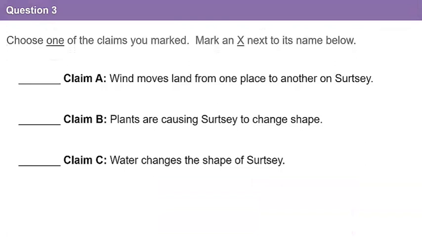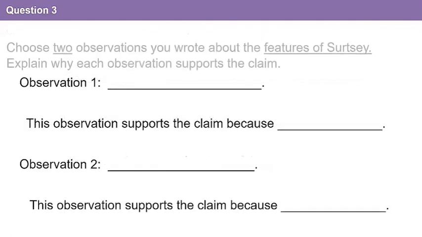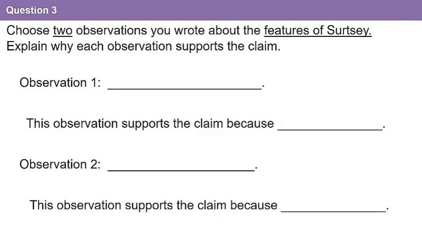Question 3. Choose one of the claims you marked. Mark an X next to its name below. Choose 2 observations you wrote about the features of Surtsey. Explain why each observation supports the claim. Remember to review the observations of Surtsey's features you made earlier to support your claim.